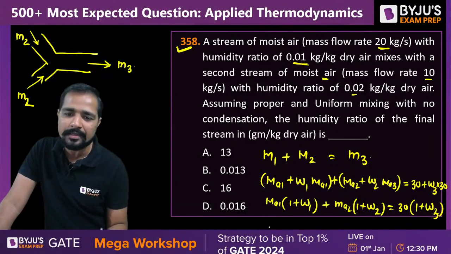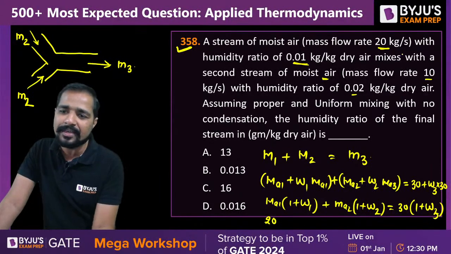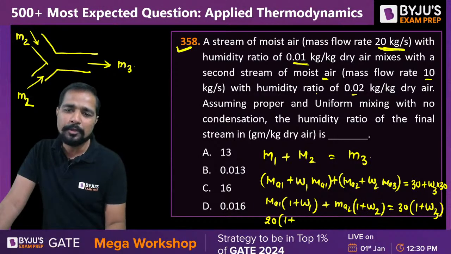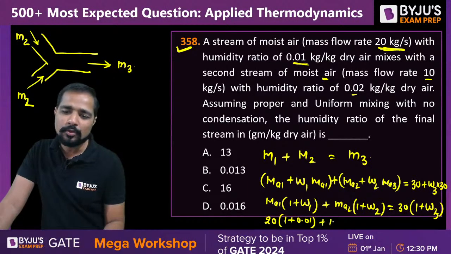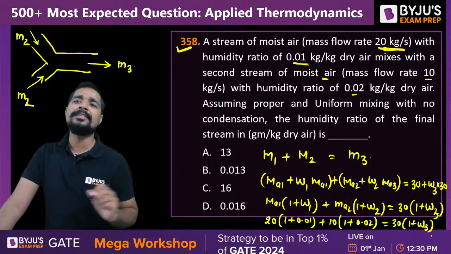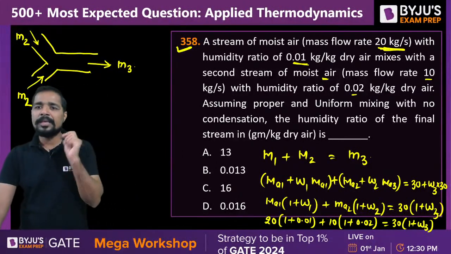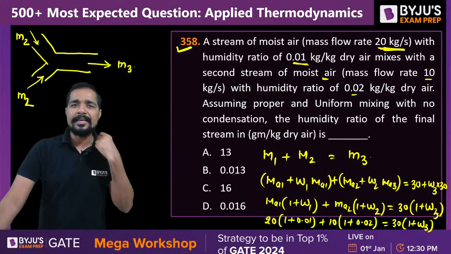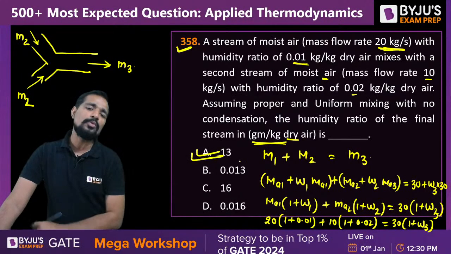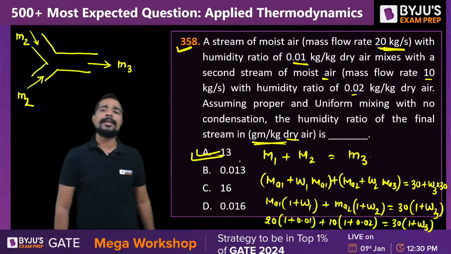What is MA1? Sir, 20 kg. Is it given clearly? It is given or not? Yes. What is 1 plus W1? 0.01 plus MA2 10, my dear. W2 0.02 is equal to 30, 1 plus W2. So you will get the answer in kg per kg of the dry air. You will convert into gram per kg of the dry air. You will write A is the correct answer for you, my dear.